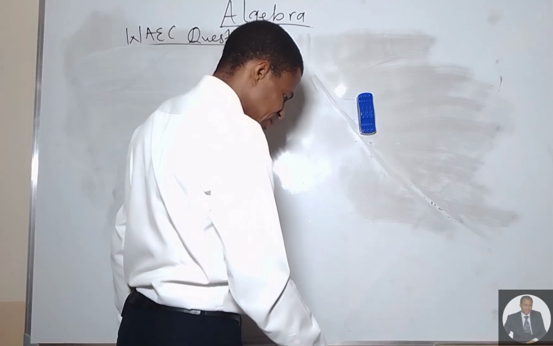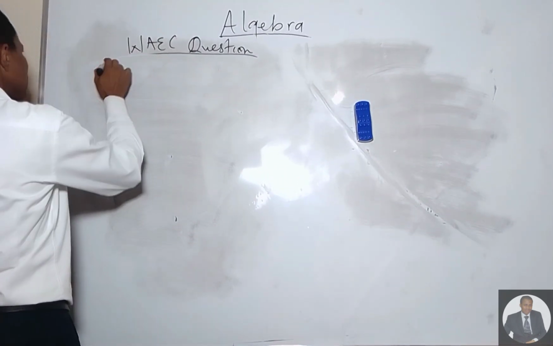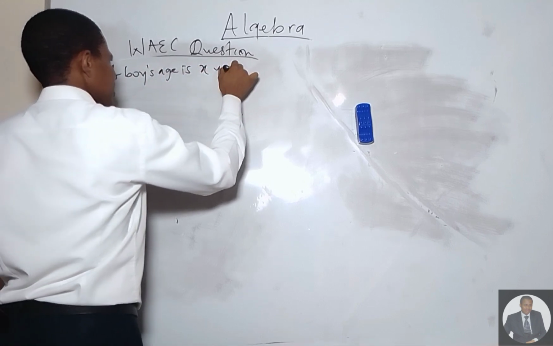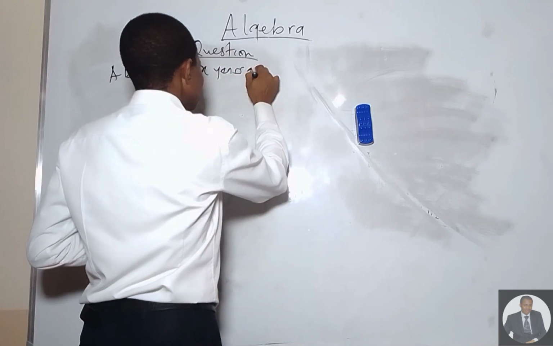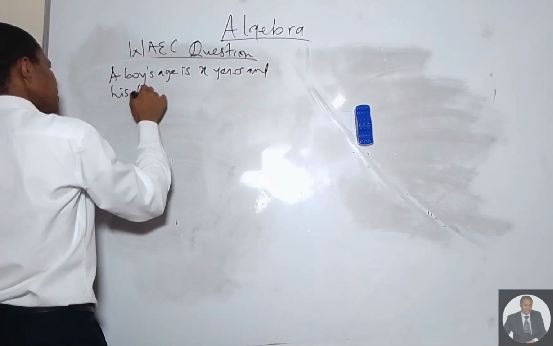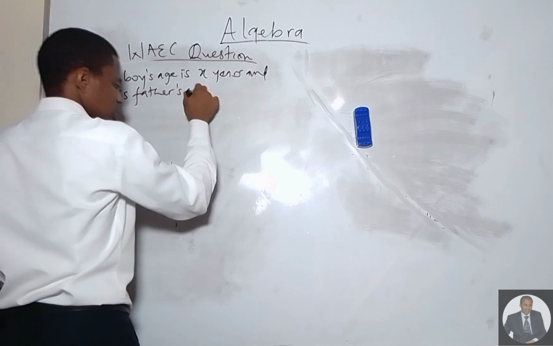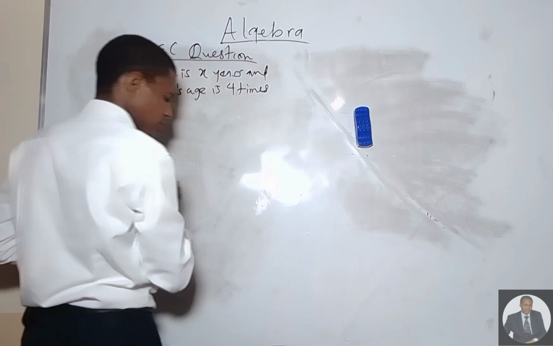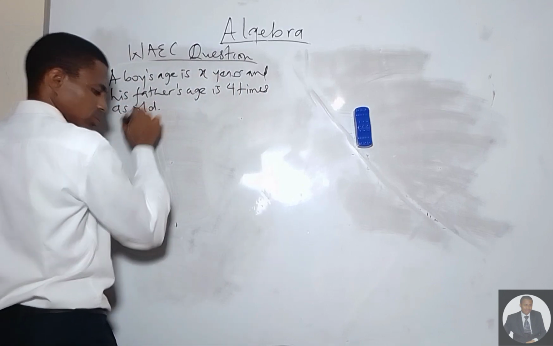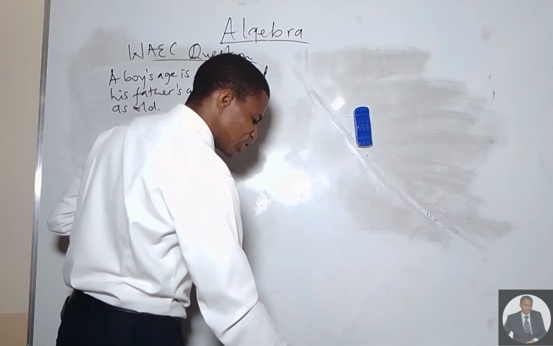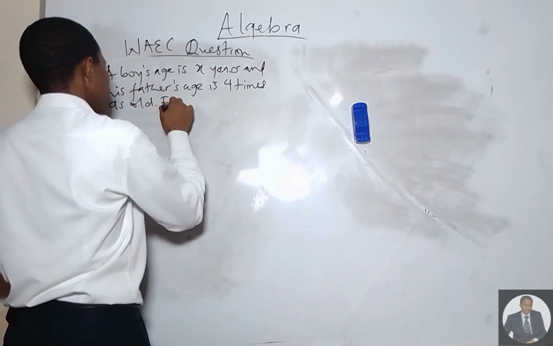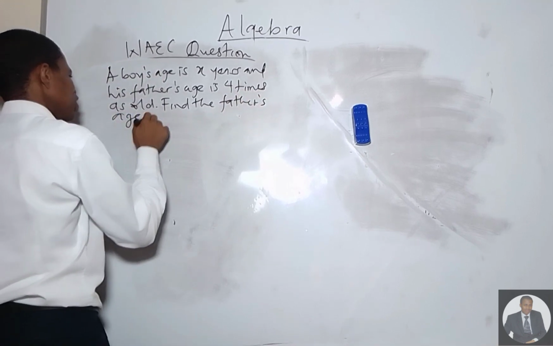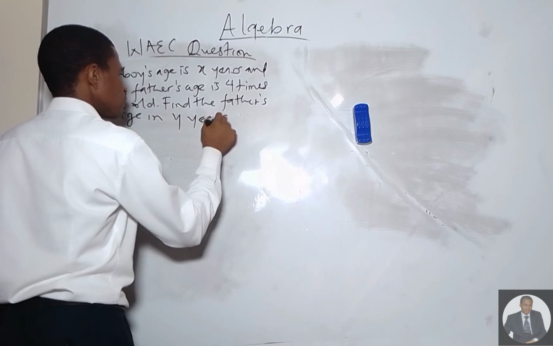A boy's age is x years, and his father's age is 4 times as old. Find the father's age in y years. How do we solve this question?